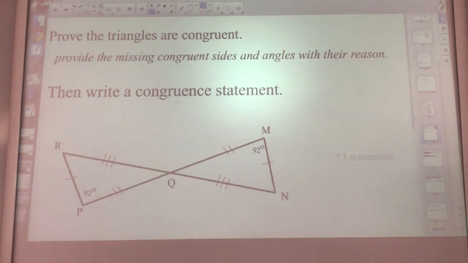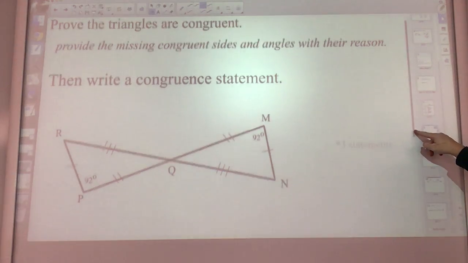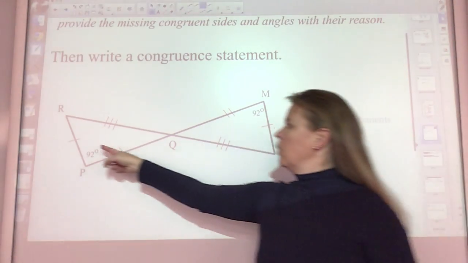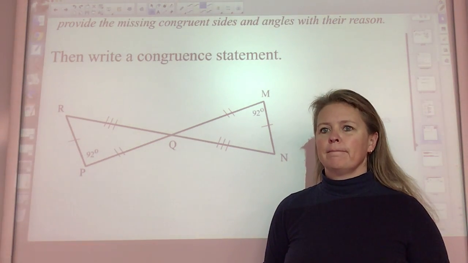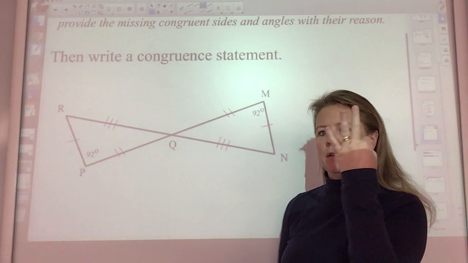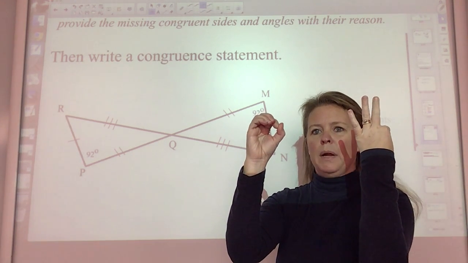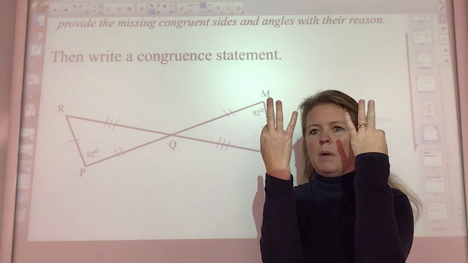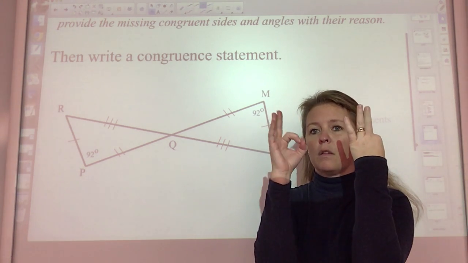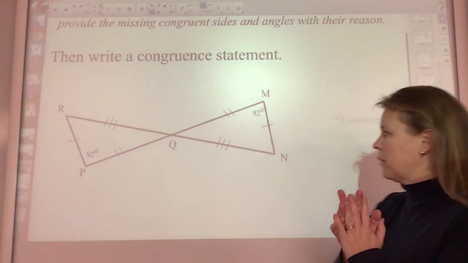Let's try this one. Prove the triangles are congruent. Same question. Provide the missing congruent sides and angles with their reason. Then write a congruence statement. Provide the missing congruent sides and angles. We have one pair of sides, two pair of sides, three pair of sides. Three pair of sides, no pair of angles congruent, which means we need three pair of angles congruent. We're missing three statements. We got to come up with them on our own.